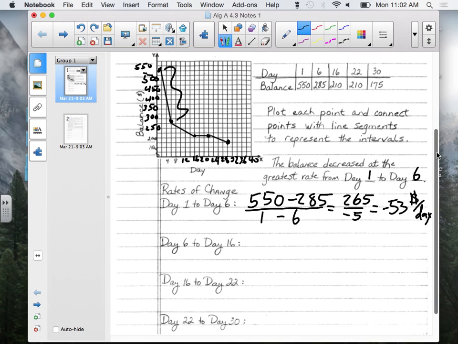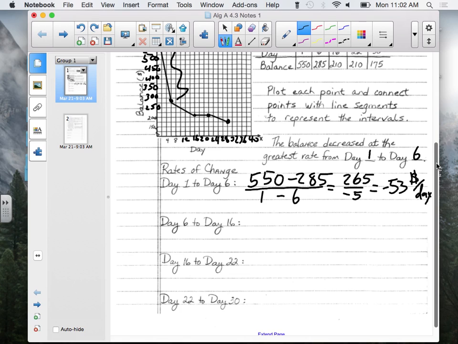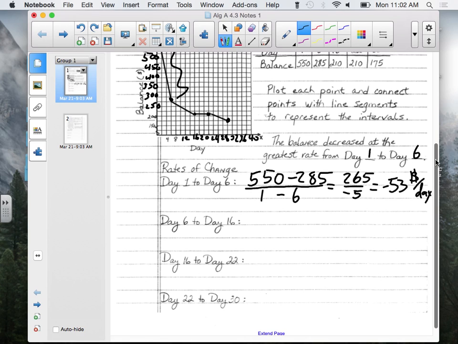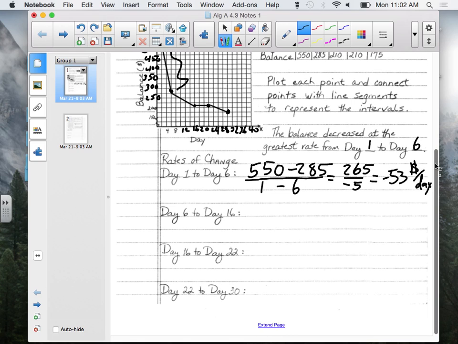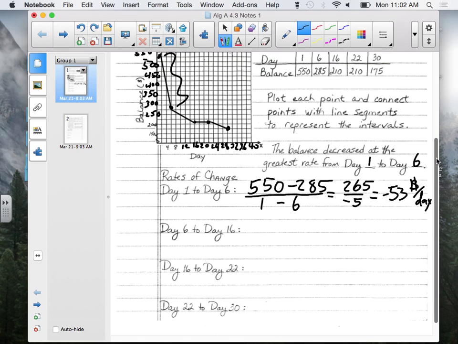But we still have to find the rates of change for all these other intervals. 3 more intervals. All right, so from day 6 to day 16, we have our 2 y values, or balance values. So we have 285 minus 210. Then we have 6 because 285 is paired with 6. So they're going first.